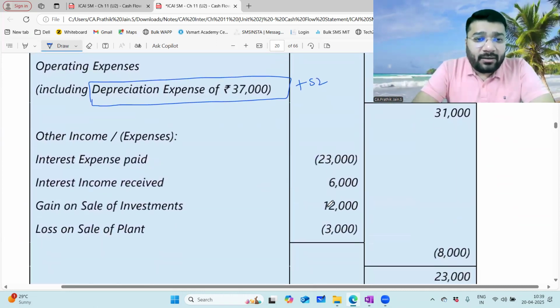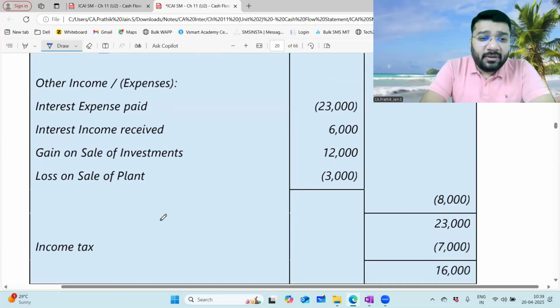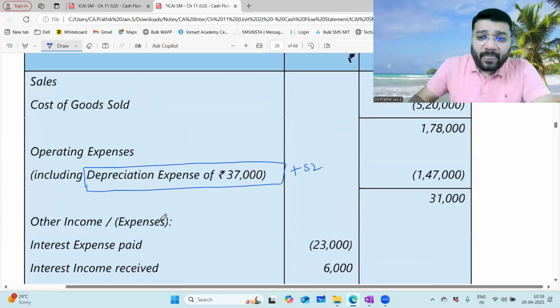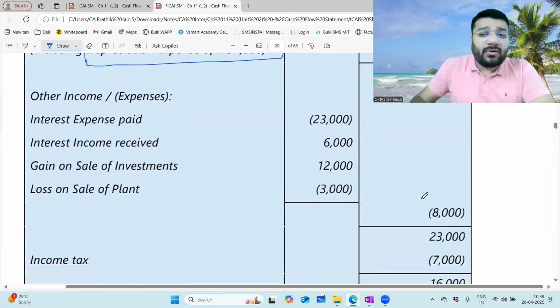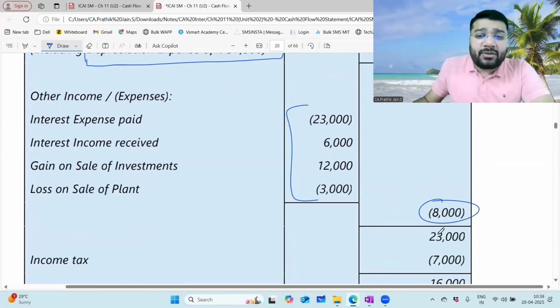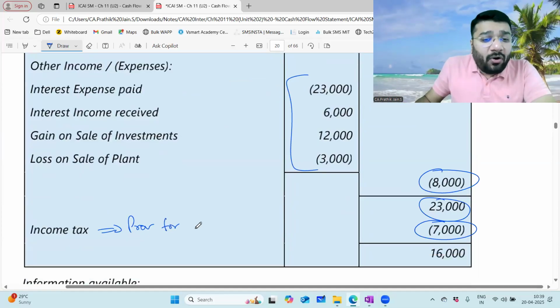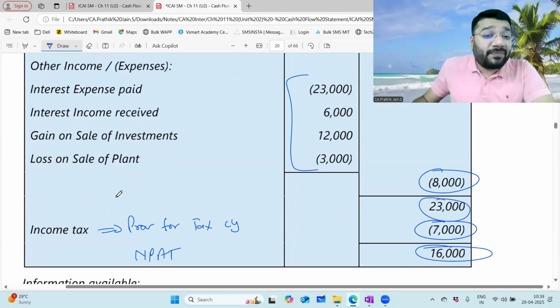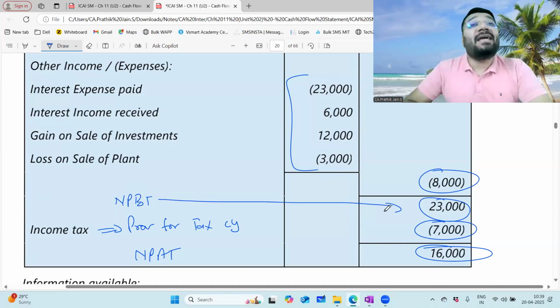Other income, oh my God. Interest expenses paid is so much. Interest income received, gain, loss, etc. So, from 178, I subtracted 147 to get 31,000. From this 31,000, 8,000 of net amount is subtracted, so I got 23,000. From that, what have they subtracted? Income tax, provision for tax of which year? Current year. And the 60,000 is what? Net profit after tax. What is this 23,000? Net profit before tax.